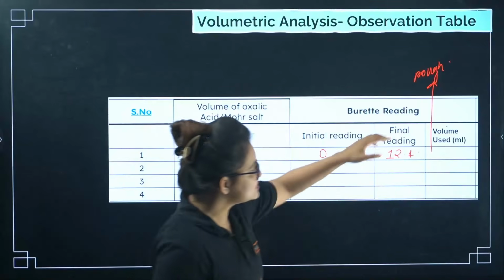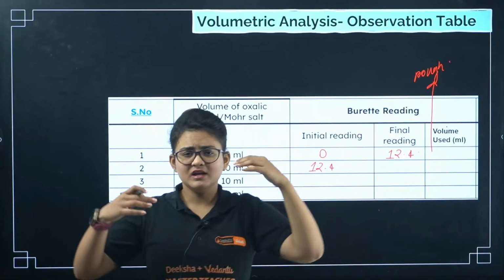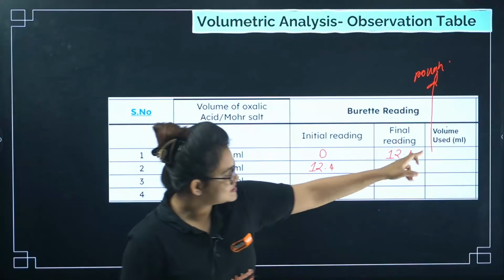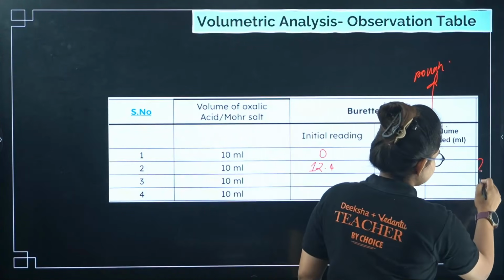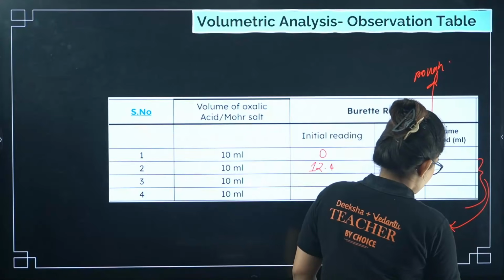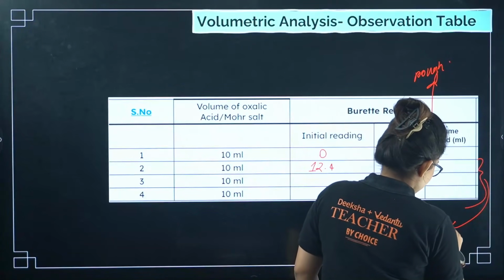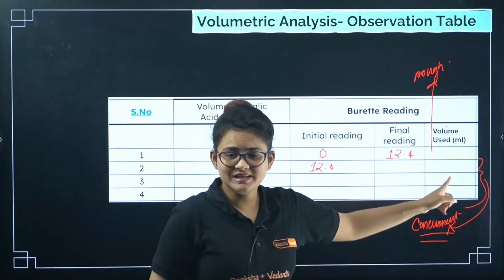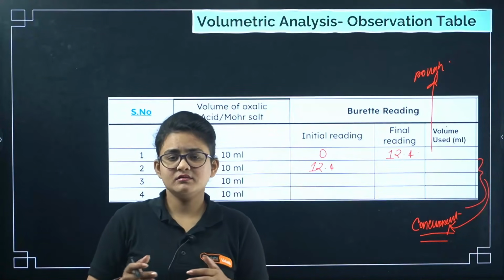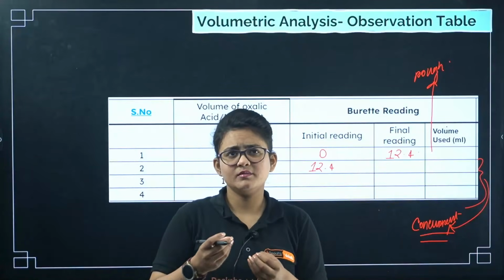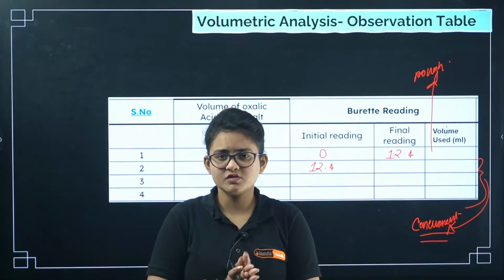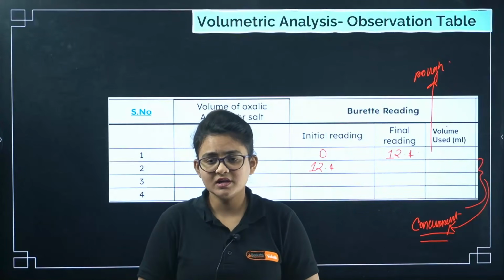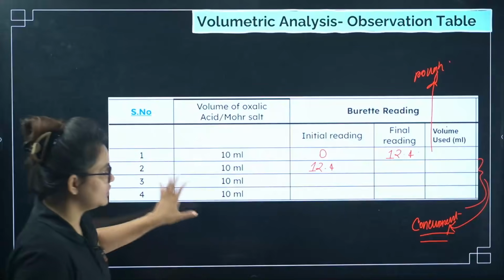Okay, and once you get knowledge about in which volume you will get the end point, then these 3 readings will be your concurrent readings. Please focus on these 3. There should not be a difference between these 3 readings by more than 0.2. A 0.2 difference is okay, but just take the average of these 3 and that will give you the volume of the KMnO4 consumed. So this is all about your table.